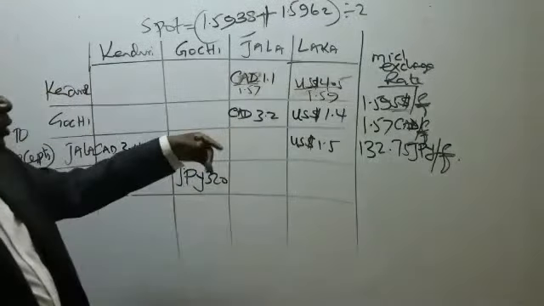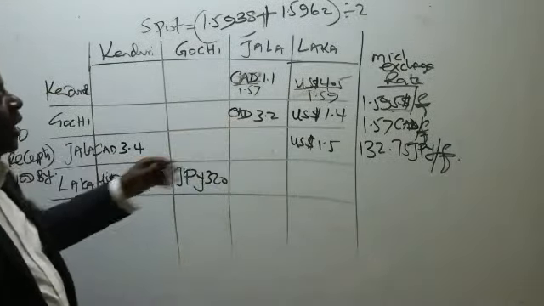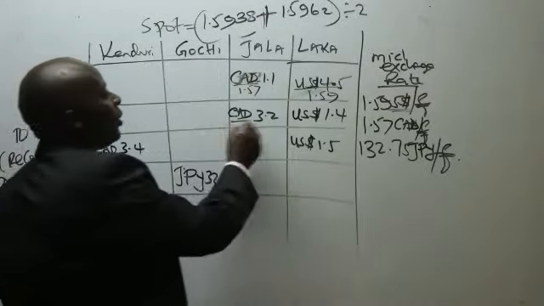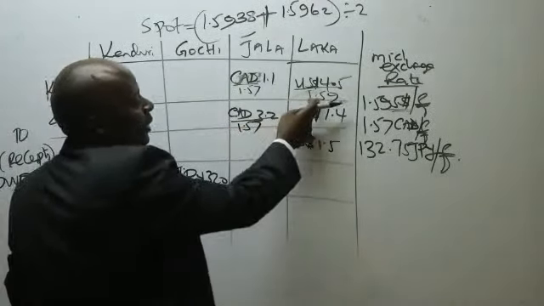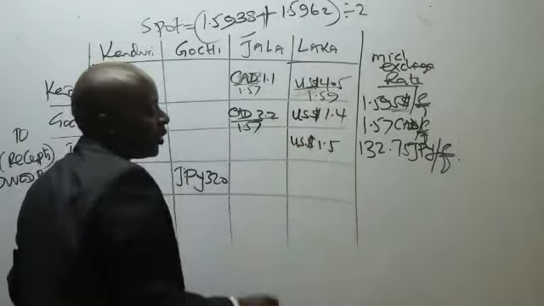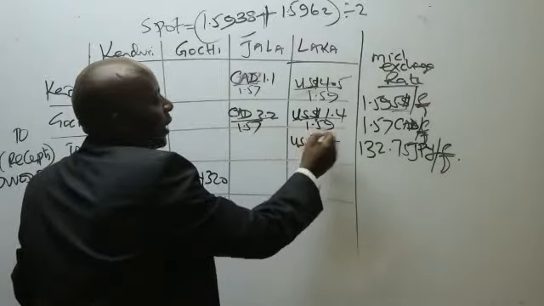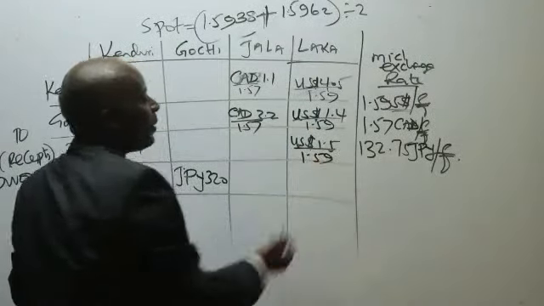Hii sasa hata kuna kureason tena. Canadian dollar nimeshajua. Hiyo ni 1.5. By the way, kama umeshapata US dollar, malizana na US dollar zote. Divide hapa na 1.59, divide hapa na 1.59. Inakuwa namna hiyo.